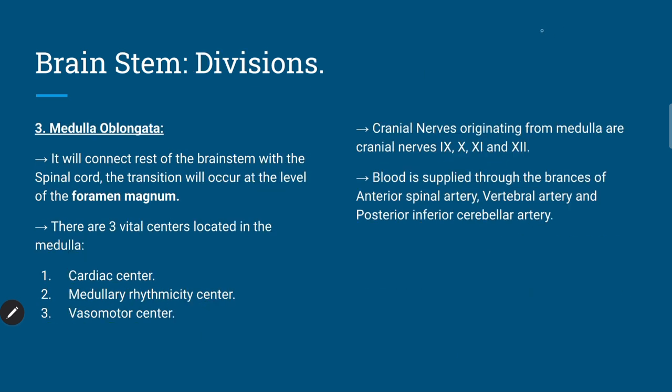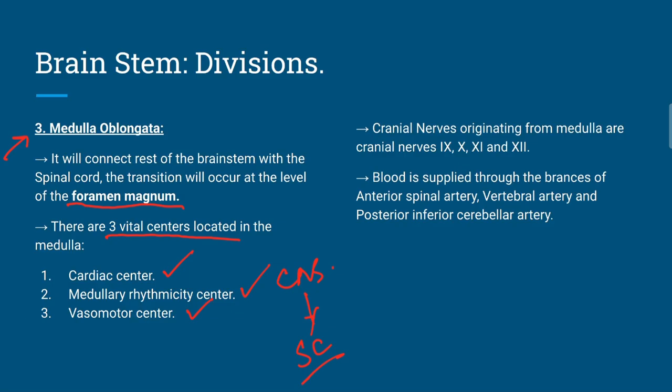The third one is the medulla oblongata. That is the inferior most portion of the brainstem, and it will connect the central nervous system essentially to the spinal cord. It occurs at the level of the foramen magnum. There are three vital centers located in the medulla: the cardiac centers, the medullary rhythmicity centers, and the vasomotor centers. When we go down to medulla oblongata, we will discuss those in detail.